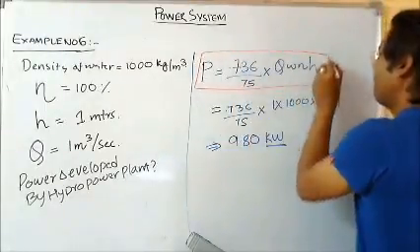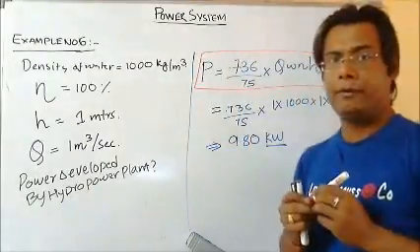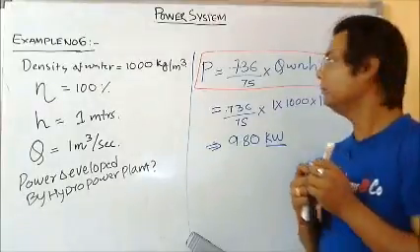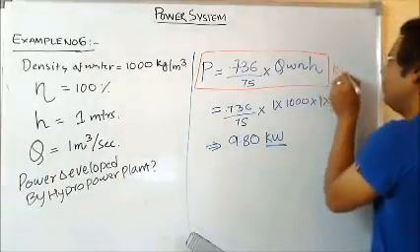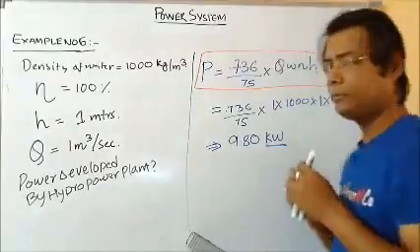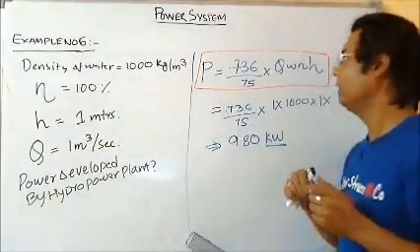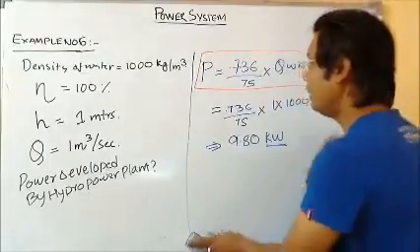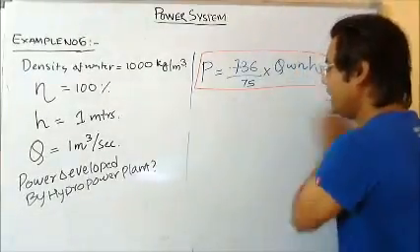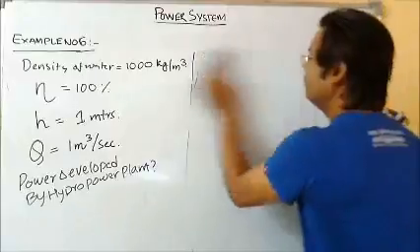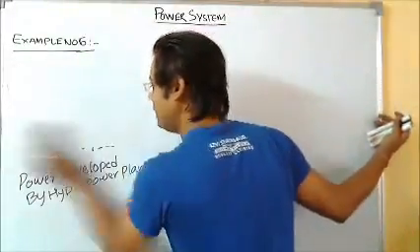0.736 by 75, and this is coming in kilowatts. So please remember this formula, Q, W, and H. For this, we can go for another example, the last example in this.